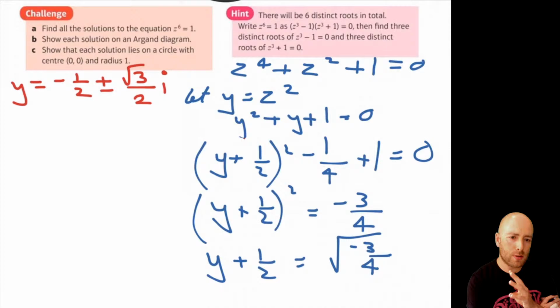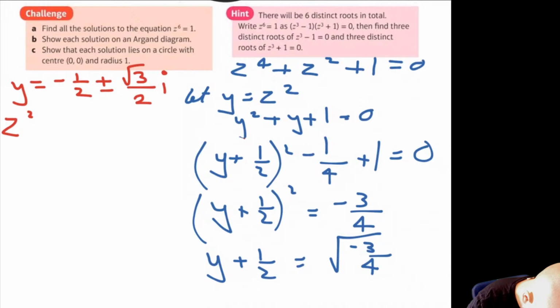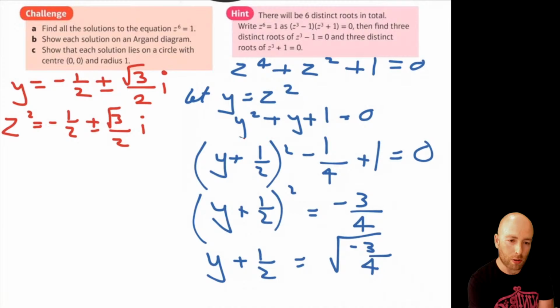y is z squared. Okay, so if I rewrite this as z squared is minus a half plus or minus root 3 over 2 i, I can't just square root i. You can't really do square root i and call that a solution. It doesn't make sense. So what we're going to do is compare coefficients, because we know that z is going to be a complex number.